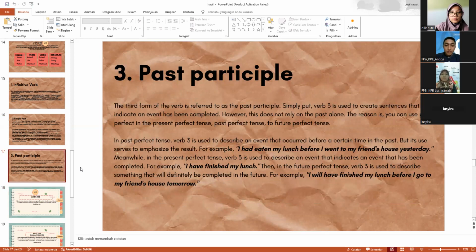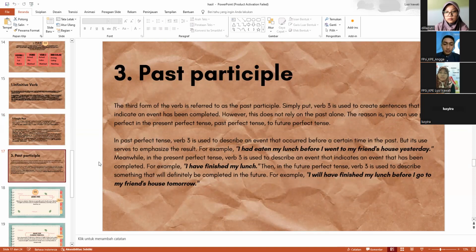Number 3, past participle. The third form of the verb is referred to as the past participle. Verb 3 is used to create sentences that indicate an event has been completed. However, this does not rely on the past alone. The reason is you can use it in the present perfect tense, past perfect tense, and future perfect tense.